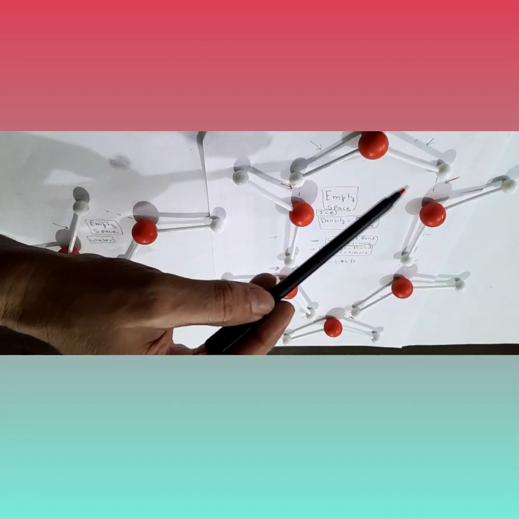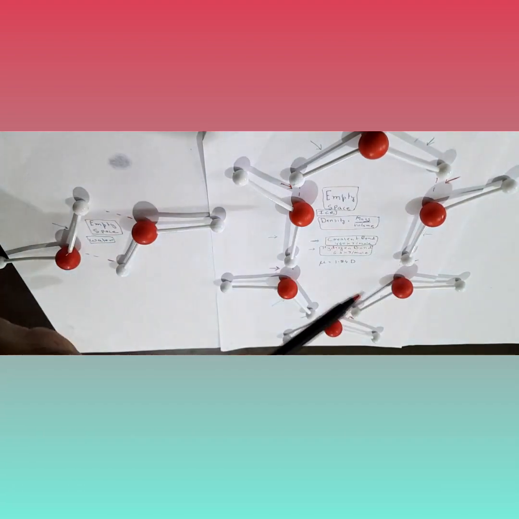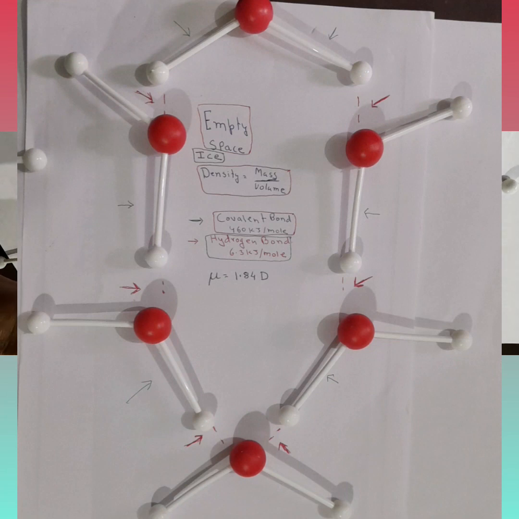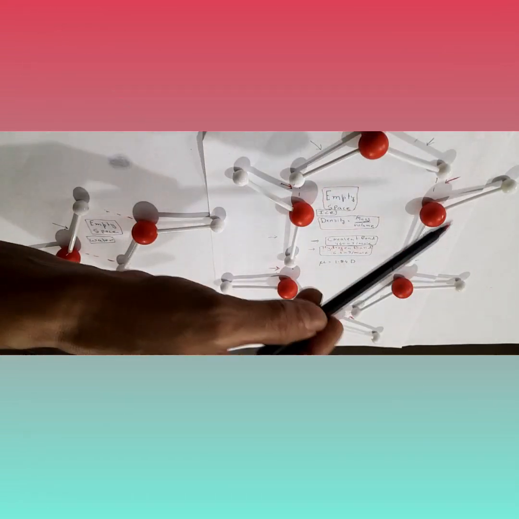All right. Whereas these are electron sharing, that is covalent bonds, and the energy for a covalent bond, already seen, is 460 kilojoule per mole, whereas that for hydrogen bonding is a mere 6.3 kilojoule per mole. But still it is capable of bringing all these 6 water molecules in this format. So it is entrapping this empty space.